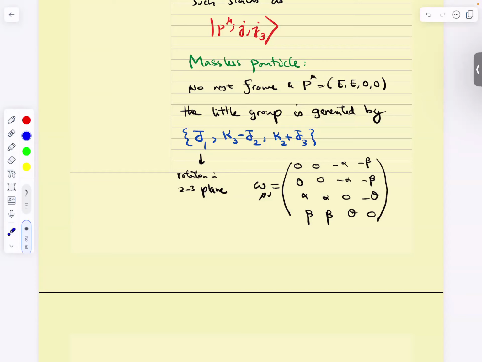Good. How does boost act on this guy? Scaling, now in this direction. What are your 2 translations? P plus and P minus. So what did you end up with? You ended up with, well, this algebra, sorry. The Lie algebra, sorry.